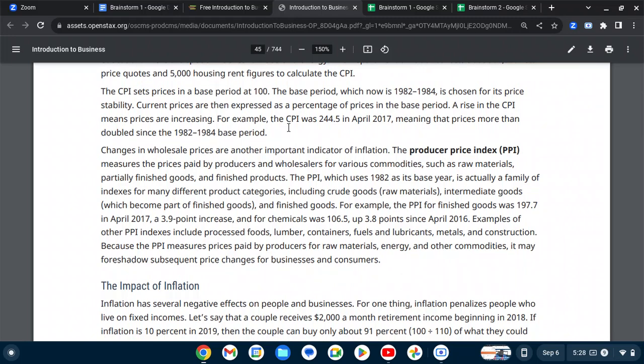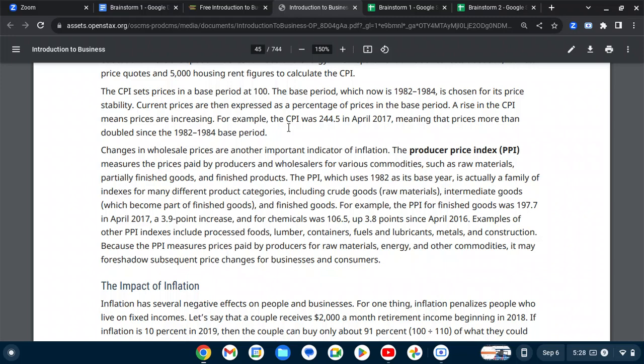Changes in wholesale prices are another important indicator of inflation. The Producer Price Index measures the prices paid by producers and wholesalers for various commodities, such as raw materials, partially finished goods, and finished products. The PPI, which uses 1982 as its base year, is actually a family of indexes for many different product categories, including crude goods, intermediate goods, and finished goods.